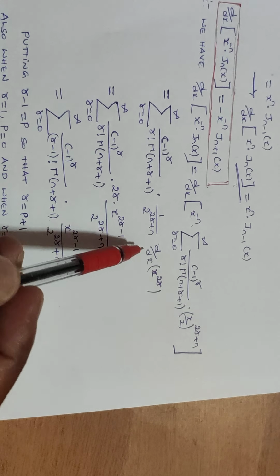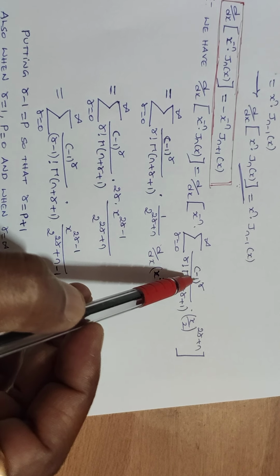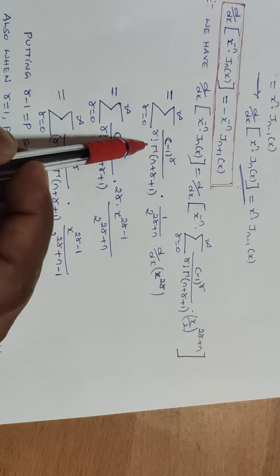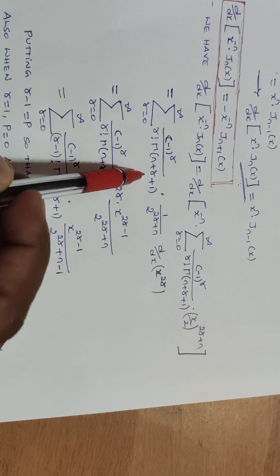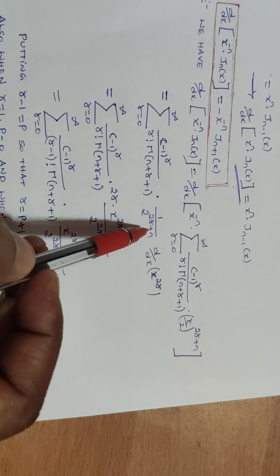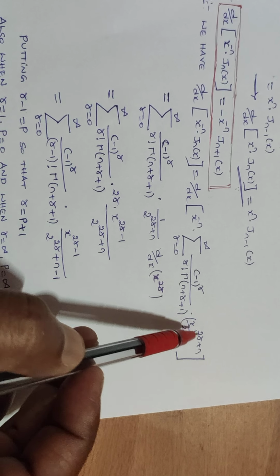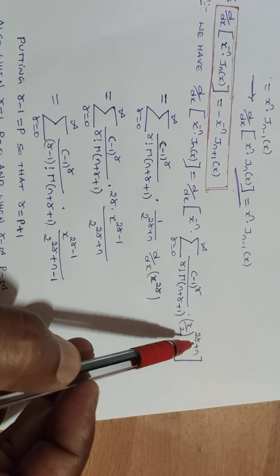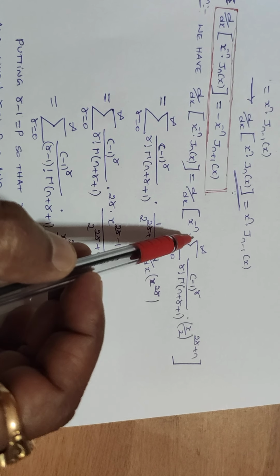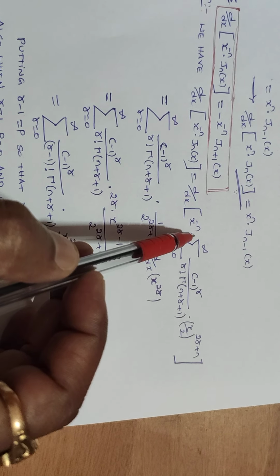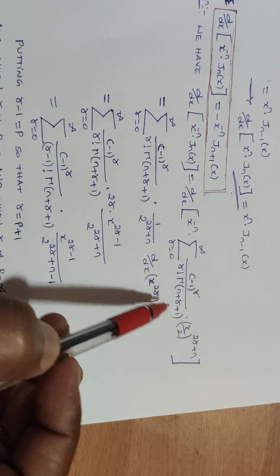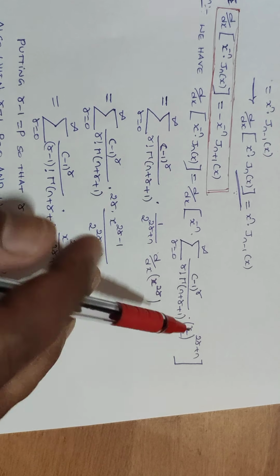Now, this term can be considered as minus 1 to the power r divided by r factorial into gamma of n plus r plus 1 into 1 divided by 2 to the power 2r plus n into d by dx of x to the power 2r. So, 2n, x to the power n into x to the power minus n, the value is x to the power 0. Therefore, the term takes the value of 1, therefore we are considering x to the power 2r. Rest of the part write as it is.